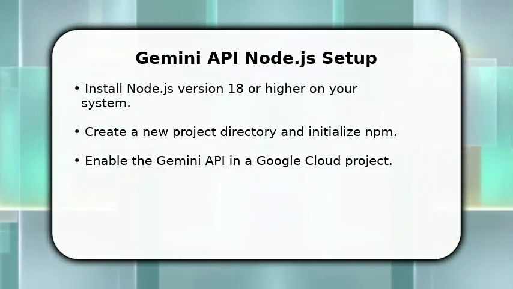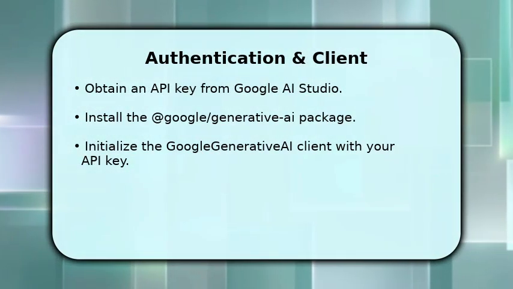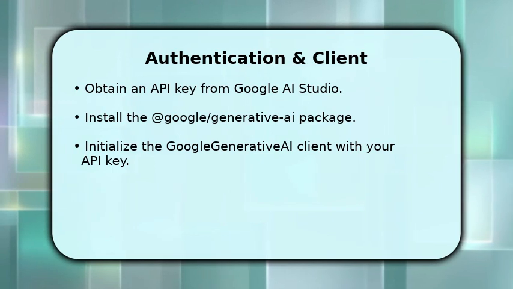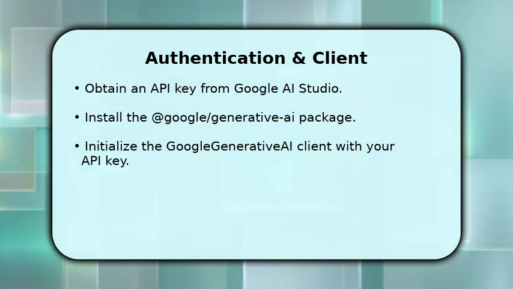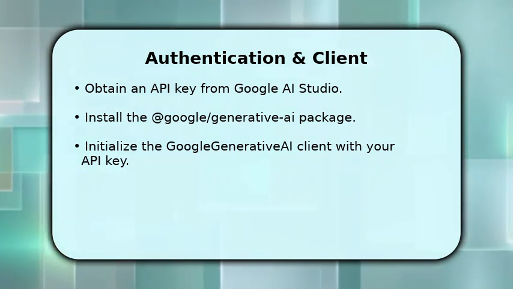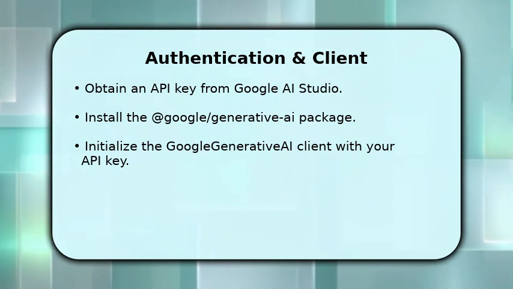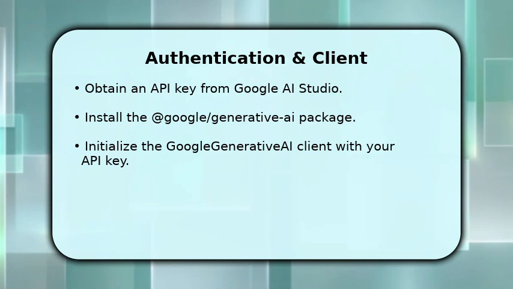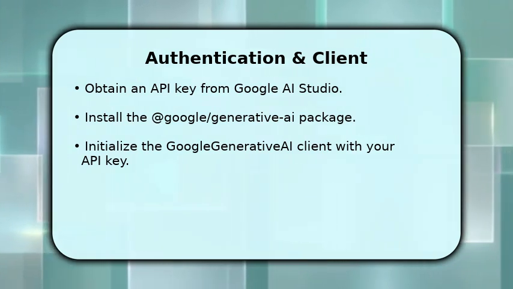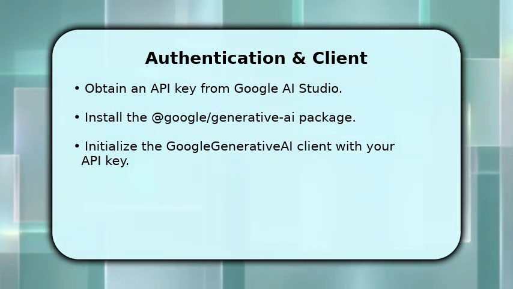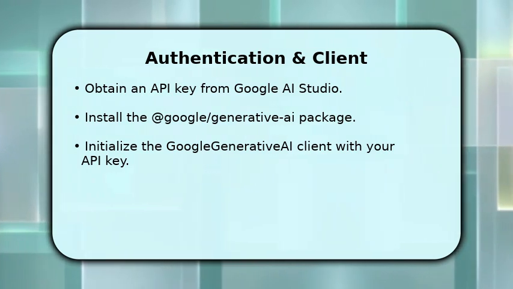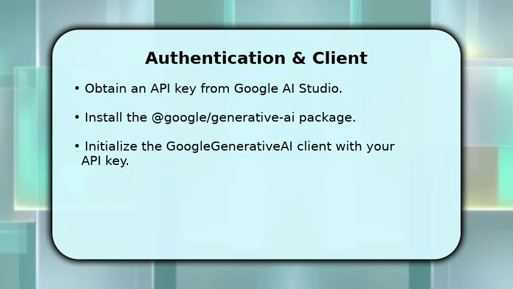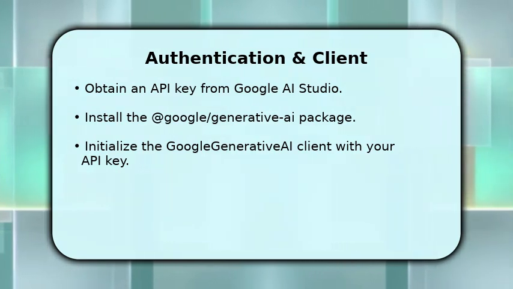for authenticating your requests. Once your environment is set up, the next step is authentication. Head over to Google AI Studio to generate your API key. After securing your key, install the official Google Generative AI SDK using npm. Then, initialize the Google Generative AI client in your Node.js application, passing your API key securely, ideally via an environment variable, to ensure your credentials remain private.